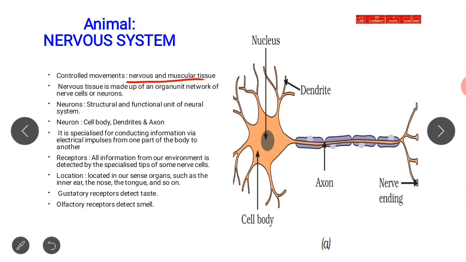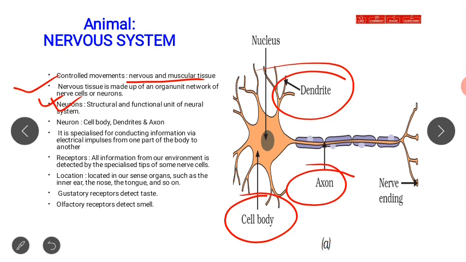Nervous tissue is made up of a network of nerve cells or neurons. You have studied in class 9 about neurons. Neuron is the structural and functional unit of the neural system. Neuron has three parts: cell body, dendrite, and axon. So neuron is the structural unit and functional unit of the neural system, and it has three parts: cell body, axon, and dendrite.